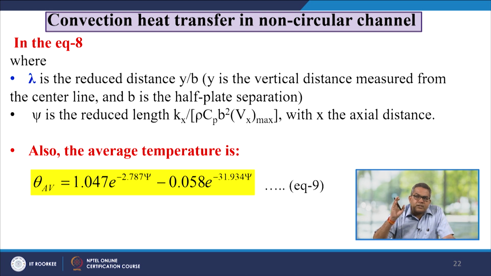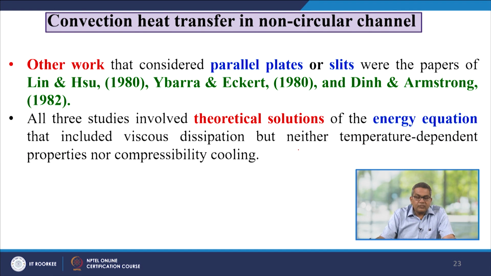So, Kx over rho Cpb square Vx maximum, where x is the axial distance. So, the average Nusselt number can be represented like equation number 9. Some of the researchers performed work considering parallel plates or slits, and all three studies listed here involved a theoretical solution of the energy equation that included the viscous dissipation, but neither temperature dependent properties nor compressibility cooling.